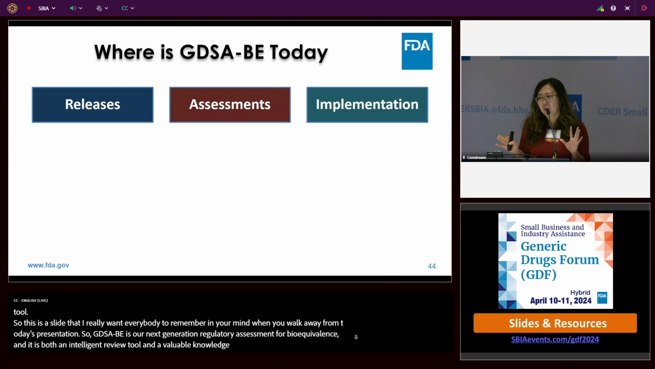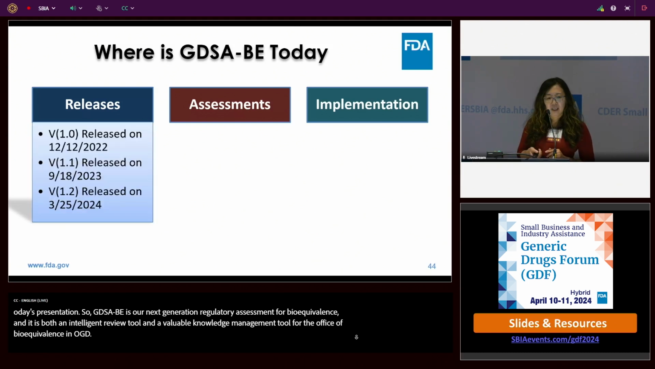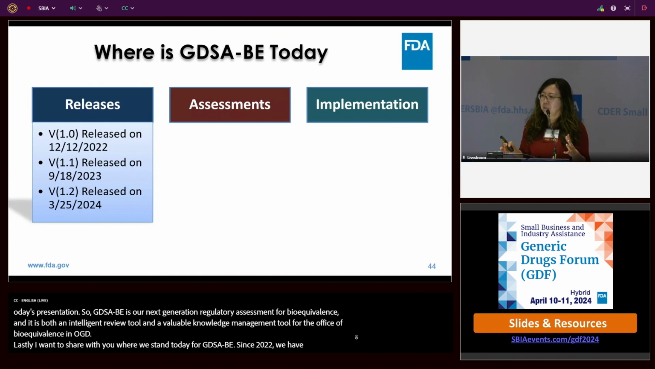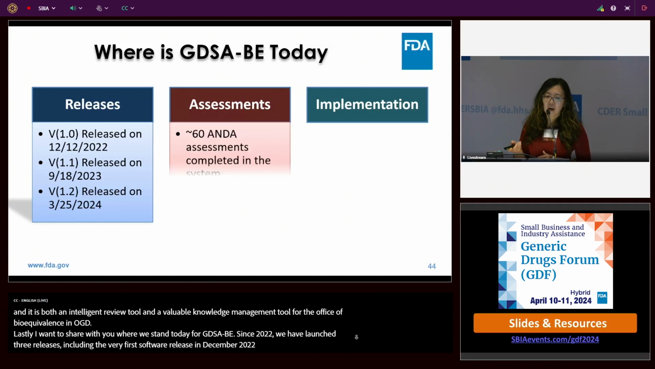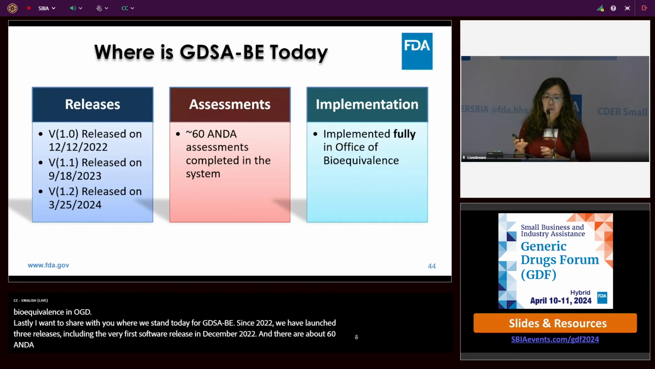Lastly, I want to share with you a little bit about where we stand today for GDSA-BE. Since 2022, we have launched 3 releases, including the very first software release in December 2022, and there are about 60 applications reviewed in GDSA-BE system now. And I want to emphasize that GDSA-BE is fully implemented in Office Bioequivalence.